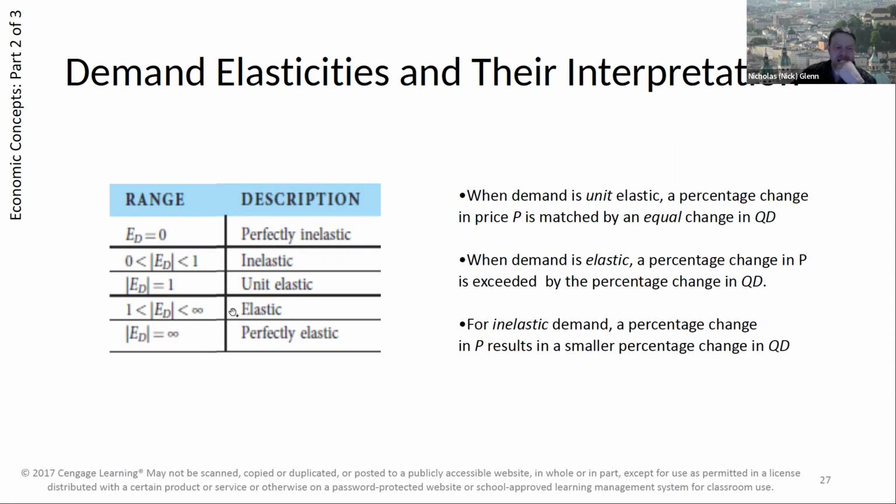All right, then when you get to elastic, this is when quantity demanded is really responsive to changes in prices. There's going to be a significant change here. That's when the absolute value of elasticity of demand is greater than 1. Now, what if it's all the way, infinitely elastic? It's called perfectly elastic.